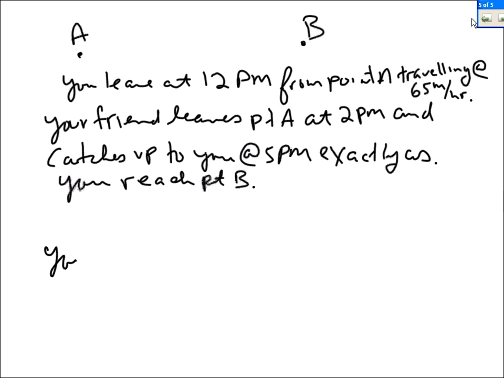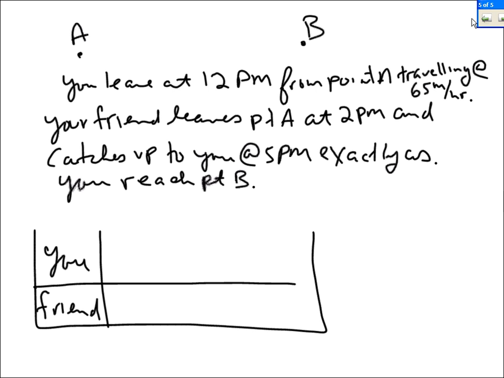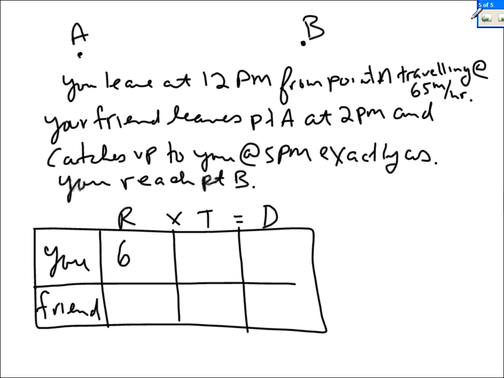Okay, so you have you and you have your friend. And you know everything about you. Rate times time equals the distance. You know that you're going 65 miles an hour, and you leave at 12 o'clock, and you get to point B at 5 o'clock, just as your friend catches up to you. So you're going for 5 hours. 5 times 60 is 300, plus 5 times 5 is 25. 300 plus 25 is 325.